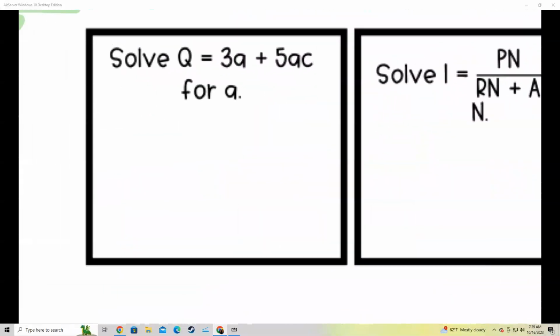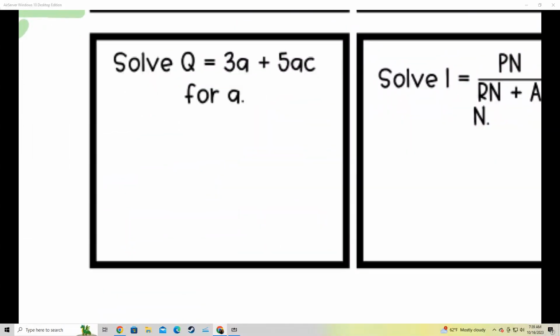And we're left with 3 more, almost done. It says solve q equals 3a plus 5ac for a. Okay, this one is very, very detailed. Let's see. Q equals 3a plus 5ac for a. Again, I got this a here and I got this a here. I would love to combine them, but 3a is not the same thing as 5ac. If that would have said 3a plus 5a, I can put the a's together and say, oh, there's 8 a's. But because the first one's a 3a and the second one's a 5ac, those are different things. I cannot put them together.